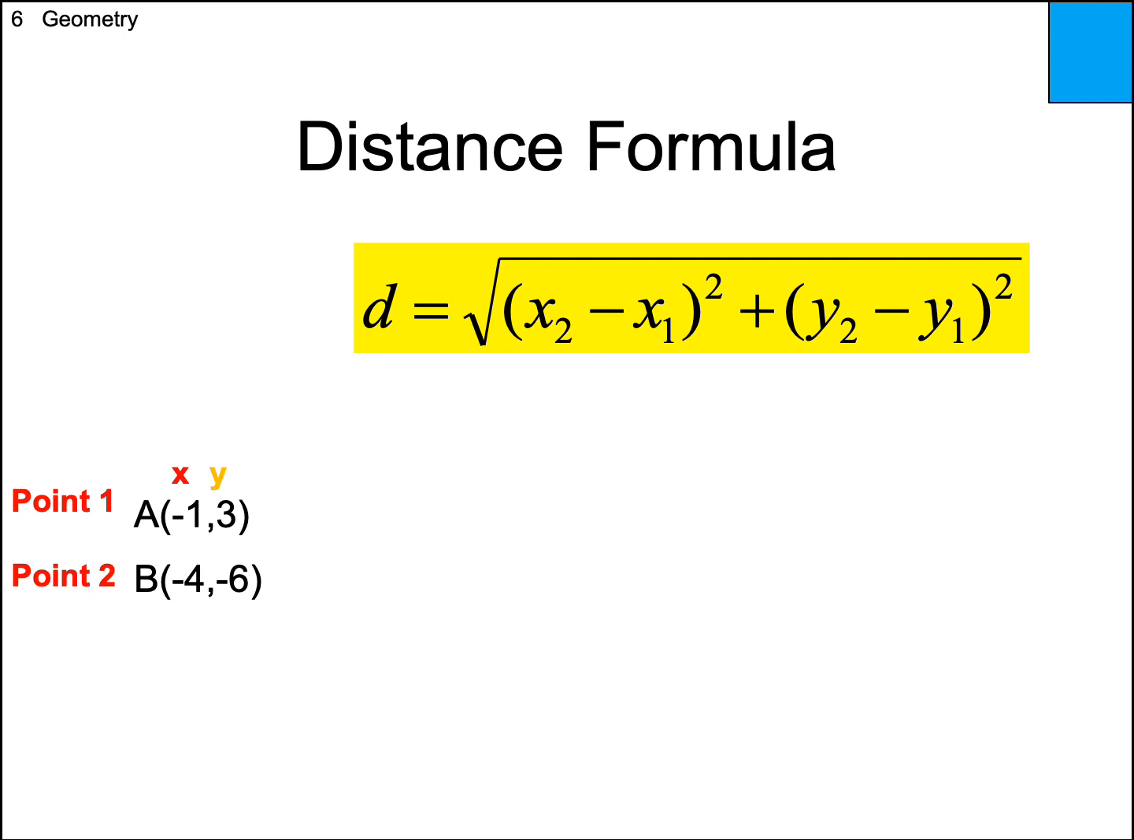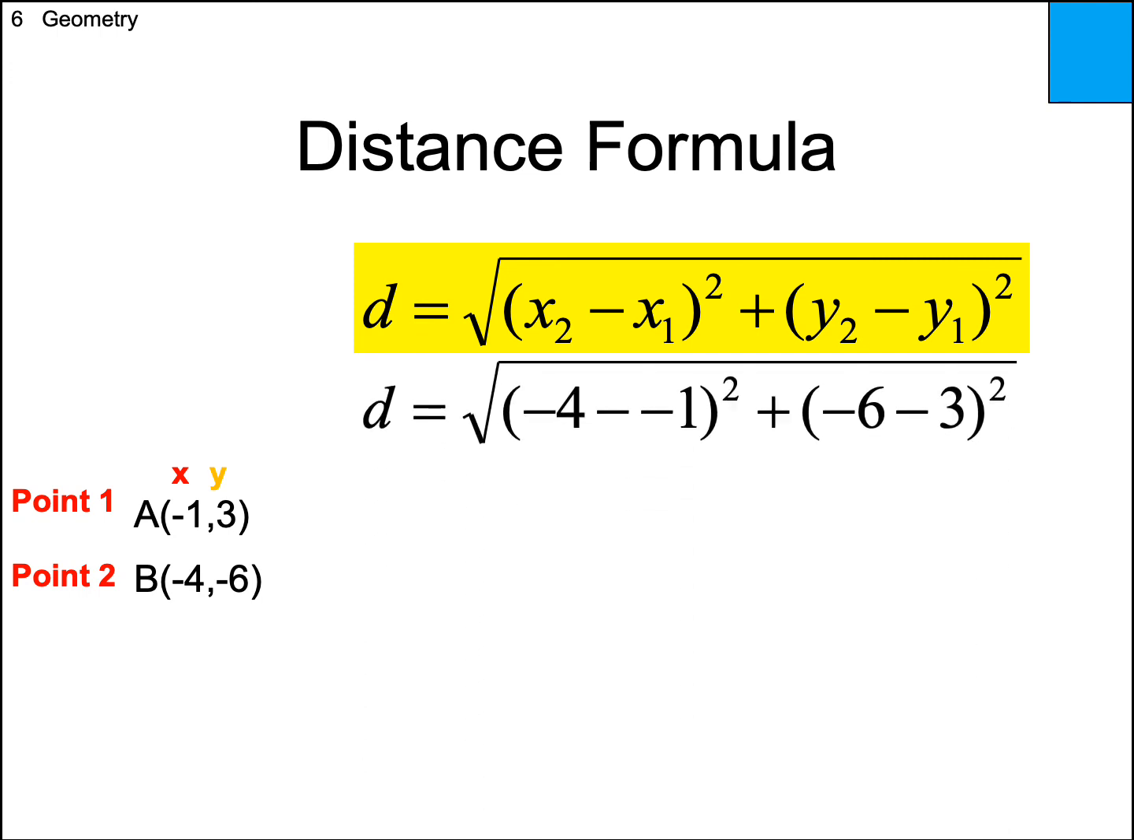All right, let's see. I need x2. x2 is -4. Oh, we got lots of negatives. Be careful with the negative ones. So I got -4 minus -1, and then -6 minus 3. See the pattern? It goes bottom minus top. Some people will write point 2 as their first one, and then it's top minus bottom. Other people just literally look at the formula and plug in the numbers as it indicates.